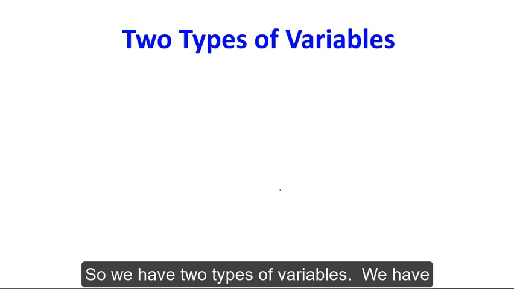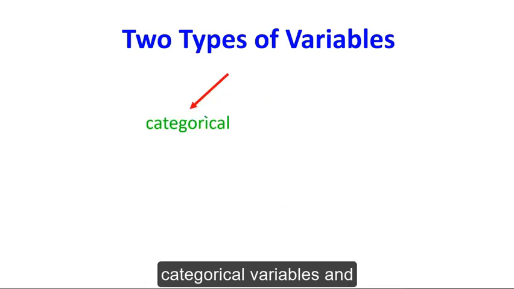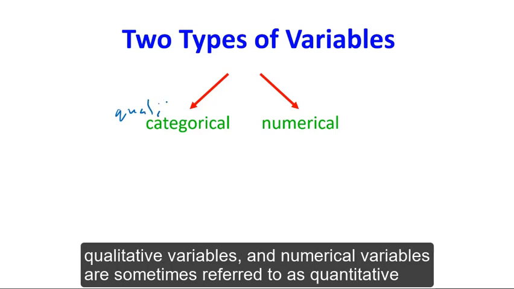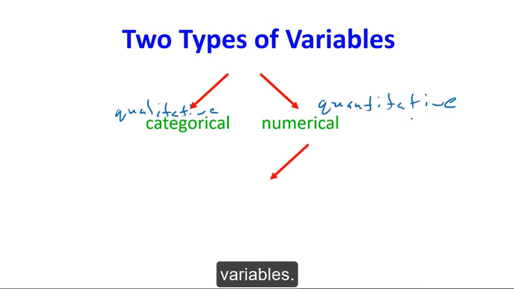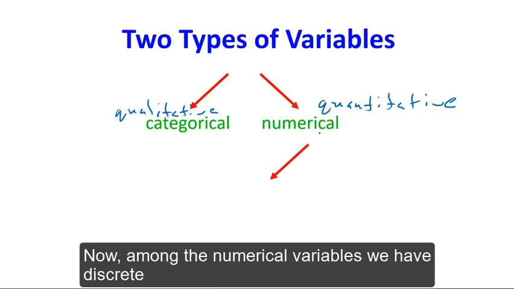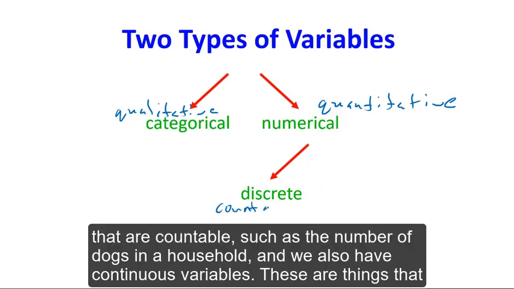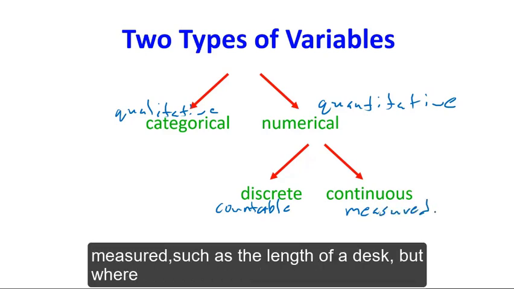So we have two types of variables. We have categorical variables and numerical variables. Categorical variables are sometimes referred to as qualitative variables, and numerical variables are sometimes referred to as quantitative variables. Now, among the numerical variables, we have discrete variables. These are things that are countable, such as the number of dogs in a household. And we also have continuous variables. These are things that can be measured, such as the length of a desk.